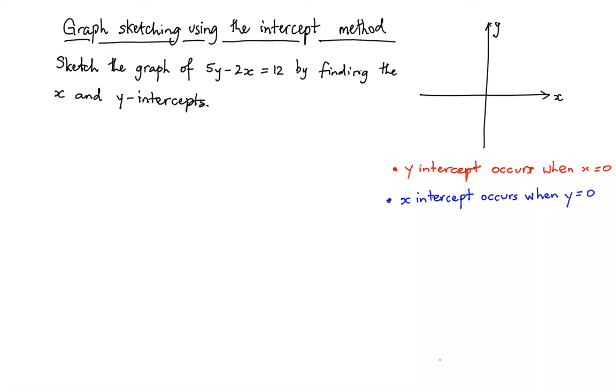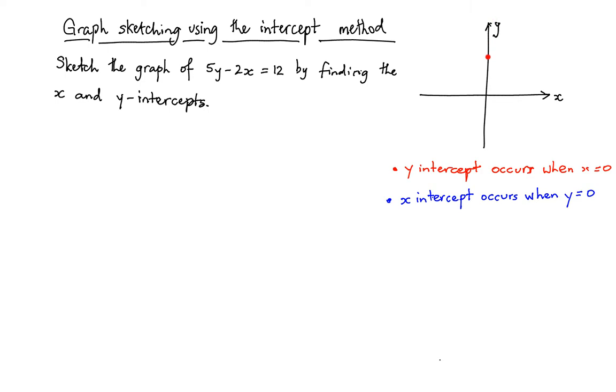The second tutorial on graph sketching. This one will use the intercept method. Before we start with this one, it's important to understand what values the y-intercept will have. Basically, the y-intercept occurs at any point along the y-axis, hence the name y-intercept.